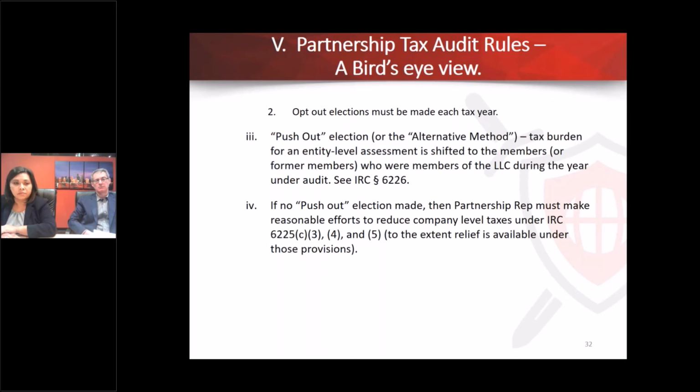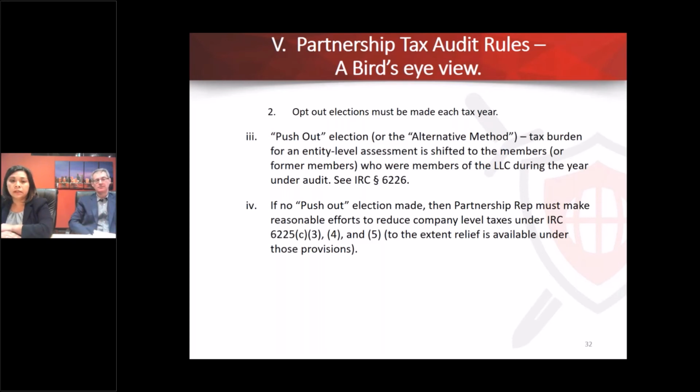And then if the push-out election isn't made or it's not available, then the partnership representative, there are other ways to reduce the company-level taxes and therefore the overall taxes that the members are going to have to pay. And so the operating agreement would contain language referring to these things just to make sure that everyone was more or less aware, and then to the extent that you wanted to preserve anything in terms of reference or options, it really should be in the operating agreement.